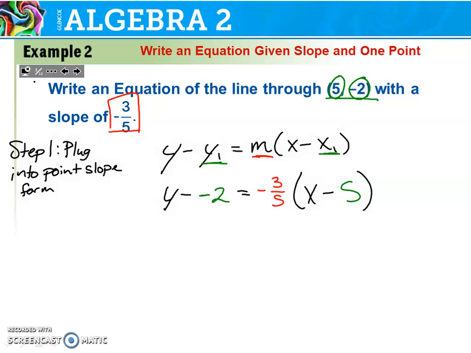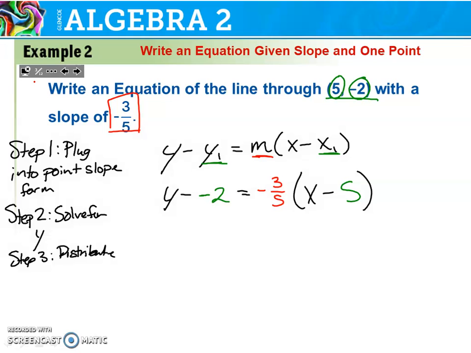Once you plug it in, your step 2 is to solve for y, because our goal is we want to get this into slope intercept form. All right. So, starting out, the first thing that I want to do when I solve for y, we could give it a step 3, is you want to distribute. I would do that first, distribute.